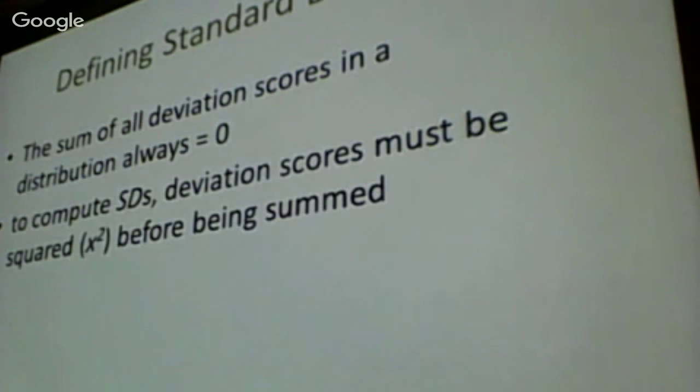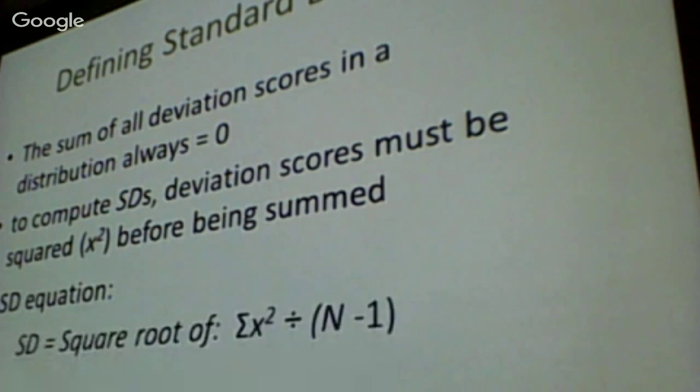As I mentioned last time, one way to get rid of the negative signs is to square things. So we're going to square all the deviation scores, then divide by the total. Notice here I say I'm squaring and summing them all up and dividing by n minus 1. Not n, but n minus 1. There's a reason for that, and you don't need to know what that reason is.